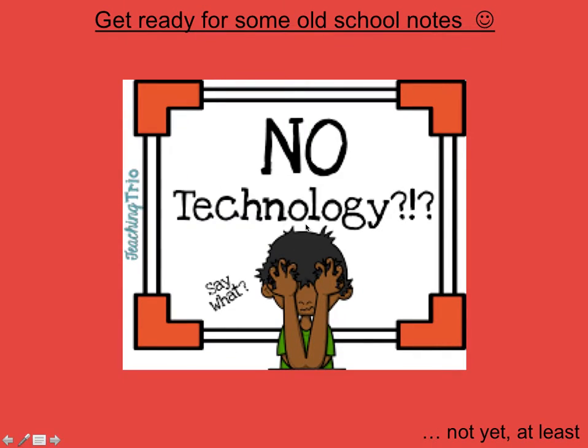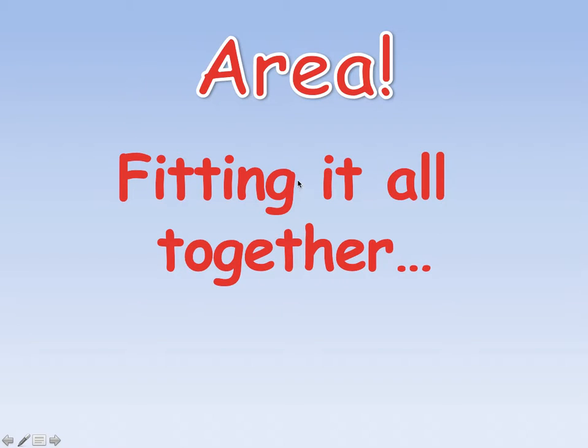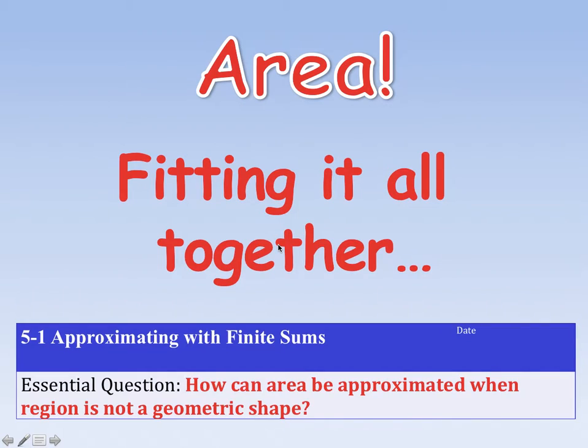This is section 5.1, day 2, and we are still talking about area, fitting it all together. If you were there for day 1, we know that we're making area approximations using rectangles, so we're fitting rectangles all together here. We also can approximate areas when the region isn't geometric, so that's still our essential question for today.